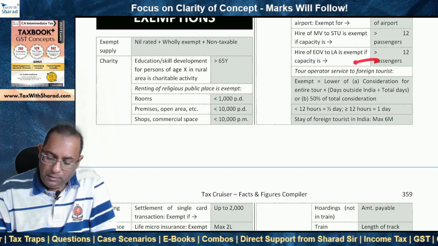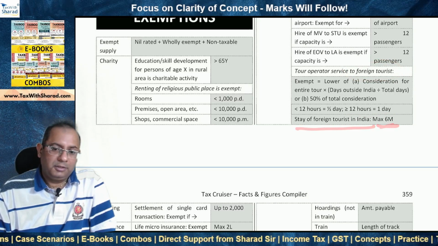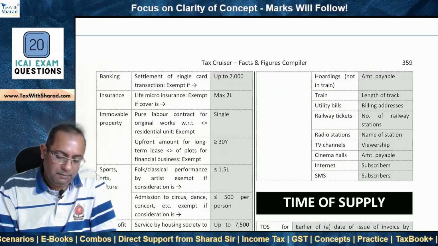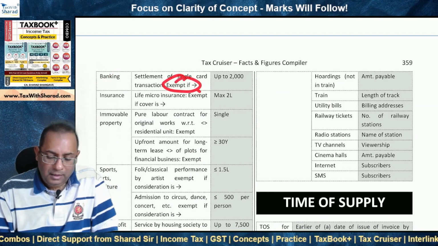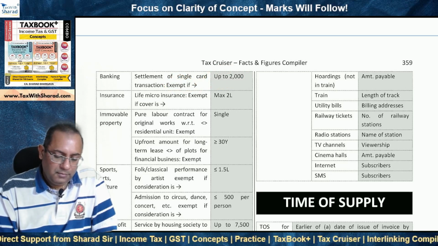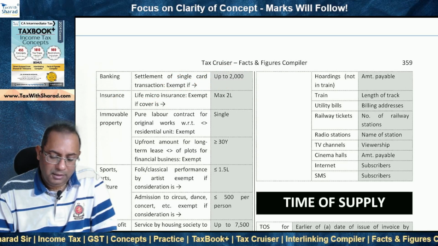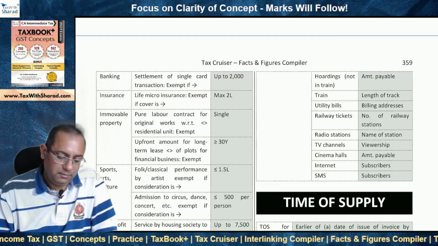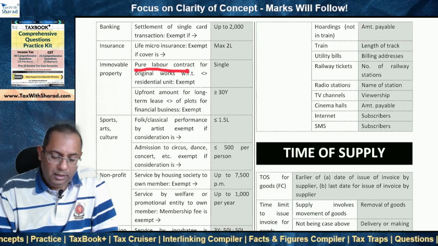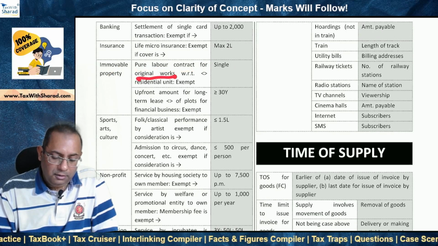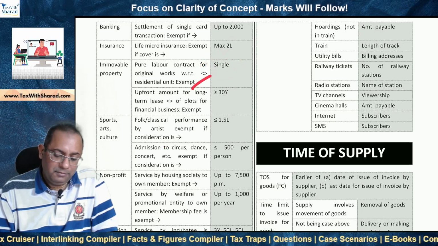Okay. When we talk about a foreign tourist, the stay of the foreign tourist in India should be a maximum of 6 months. Banking. Settlement of single card transaction is exempt if it is up to 2,000 rupees. In the case of insurance, life micro insurance is exempt if the cover is a maximum of 2 lakh rupees. In the case of immobile property, if we are talking about pure labor contract for original work with respect to a single residential unit, that is exempt.